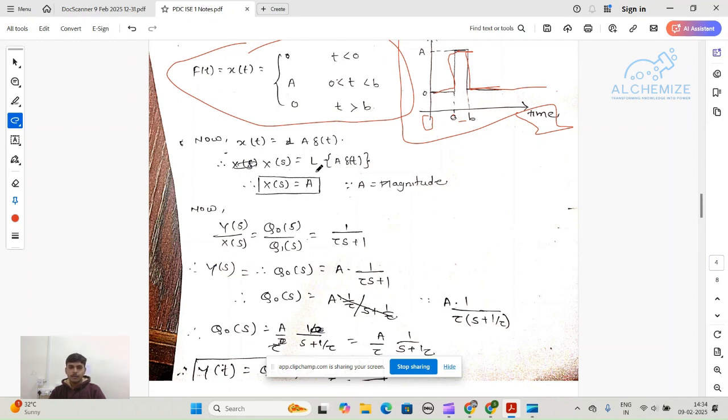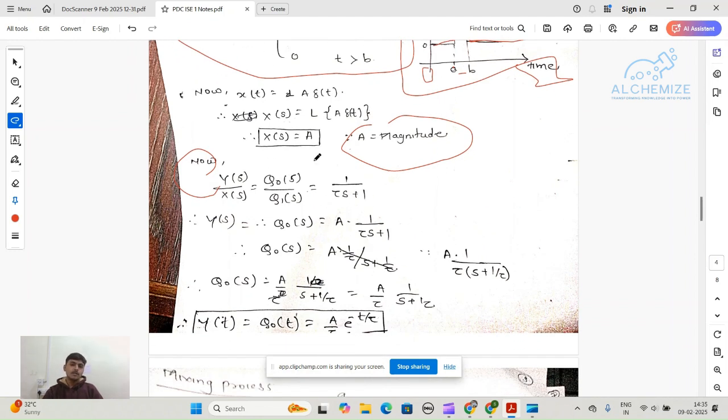So I take the Laplace here. The Laplace is capital S, capital X of s is equal to 1, and not 1, it is a. So it's the magnitude. I already mentioned 0 to 1 is the magnitude. So now we know the transfer function. The transfer function is that G of s is equal to Y of s upon X of s. So that's Q naught of s upon Qi of s. That is Laplace of output upon Laplace of input. So it's 1 upon tau s plus 1.